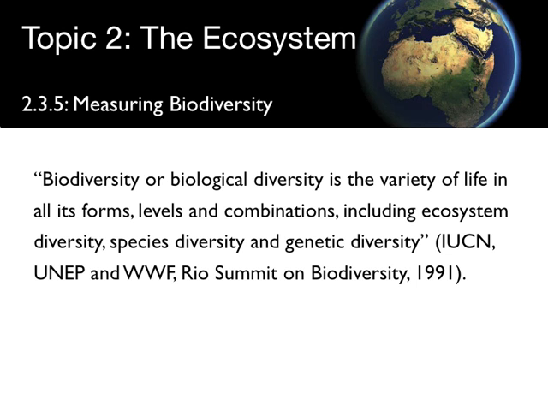The International Union for the Conservation of Nature defines biodiversity or biological diversity as the variety of life in all its forms, levels and combinations, including ecosystem diversity, species diversity and genetic diversity. Simpson's Index can be used to look at the difference between biodiversity from each of these types of diversity.